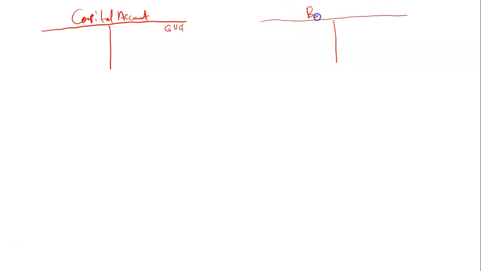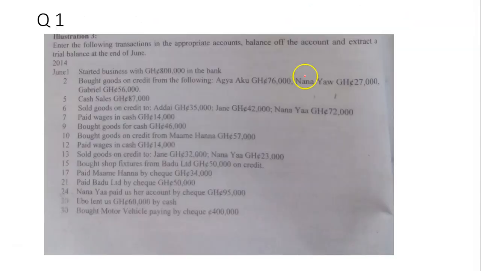So for the capital account, you write capital account. If it is Ghana cedis, please make sure you write Ghana cedis. Always check the currency in a question. So this is in Ghana cedis, so we use Ghana cedis. Then we also prepare the bank account.